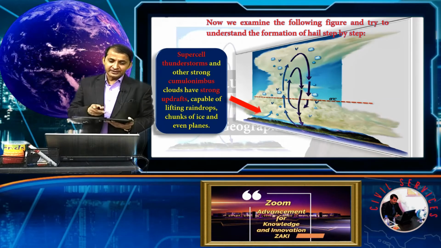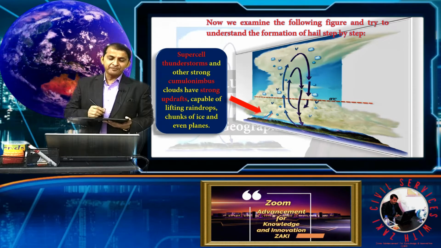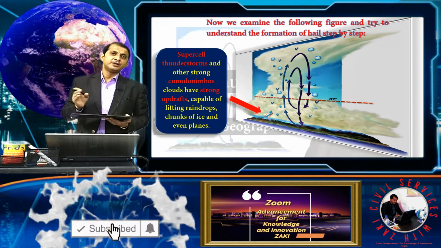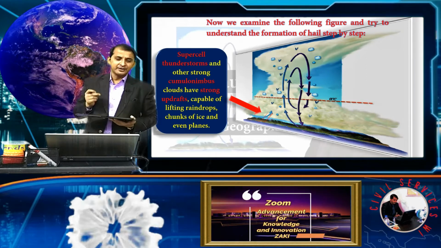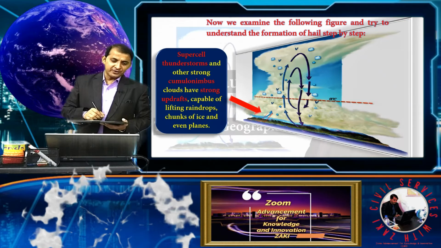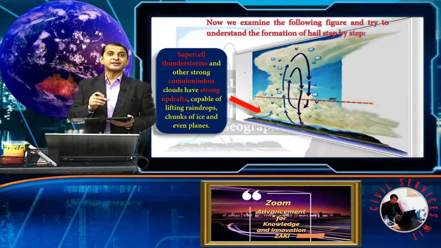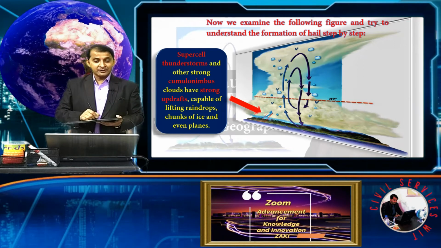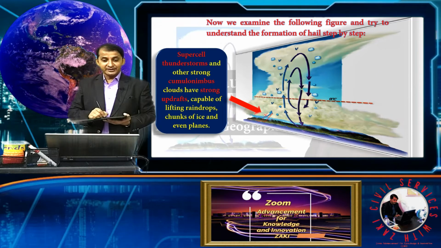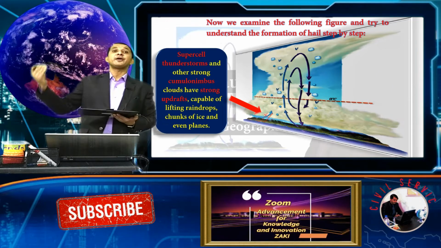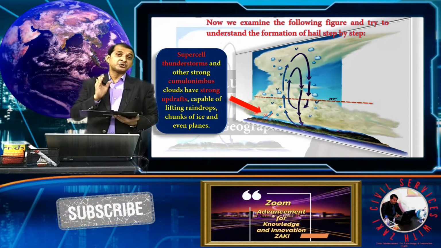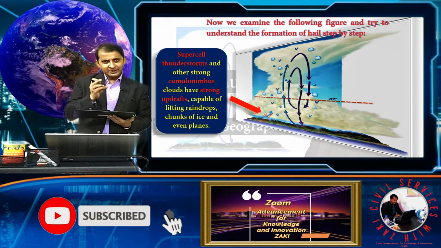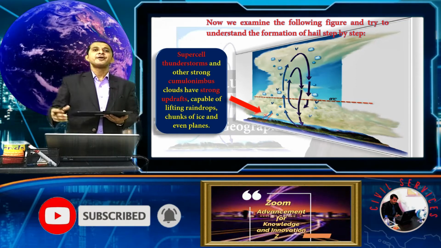Updraft means uplifting of the air current. What is air current and what is wind, etc.? You can join our class for all that. A strong updraft is capable of lifting raindrops, chunks of ice, and even a plane. If you imagine an aeroplane entering this area, it can also be uplifted. So this type of updraft, the supercell updraft, is very strong.